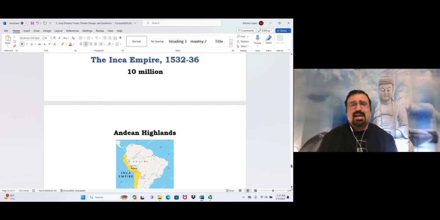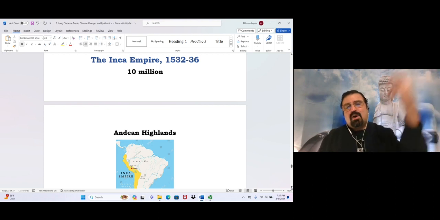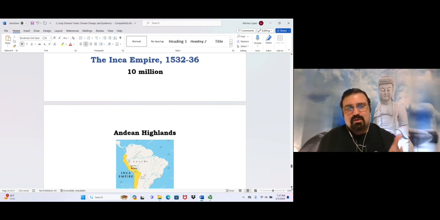The other empire is the Inca Empire. Once the Spaniards took over central Mexico, they were also informed about another empire to the south that had a lot of gold as well. So they sent another expedition. And in 1532, we see the arrival of other conquistadors that will also conquer the Inca Empire in only a matter of years, from 1532 to 1536.